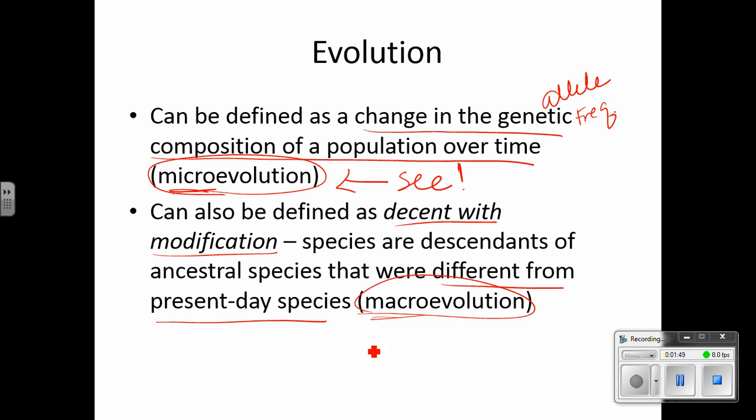Macroevolution is not something that we can really see in our time because it's history. This is something that has to happen over hundreds of thousands of generations, which is not something that we can physically measure in our lifetime. However, we can find fossils that will help us to piece together the history.